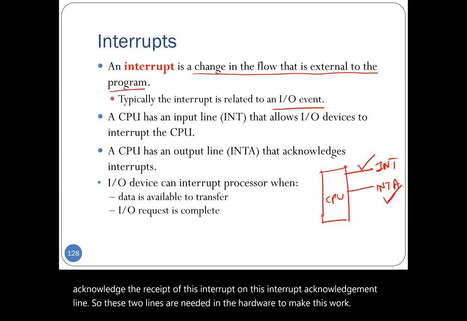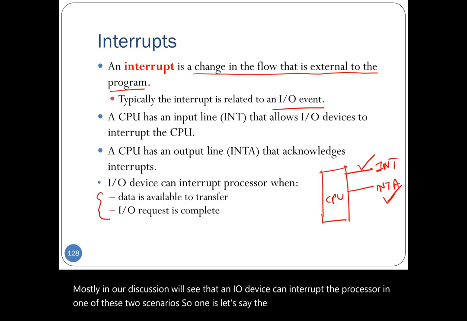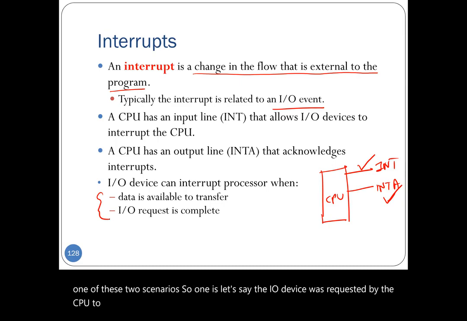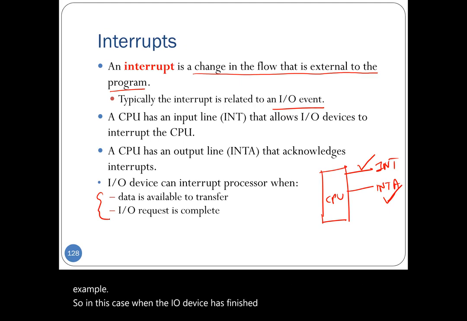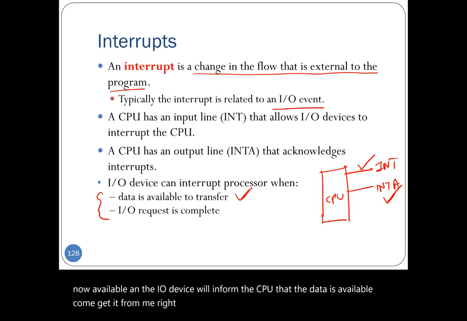In our discussion, we'll see that an IO device can interrupt the processor in one of two scenarios. One is where the IO device was requested by the CPU to read some data, just as in our previous example. When the IO device has finished reading and the data is now available, the IO device will inform the CPU that the data is available: come get it from me. That is one form of interrupt.